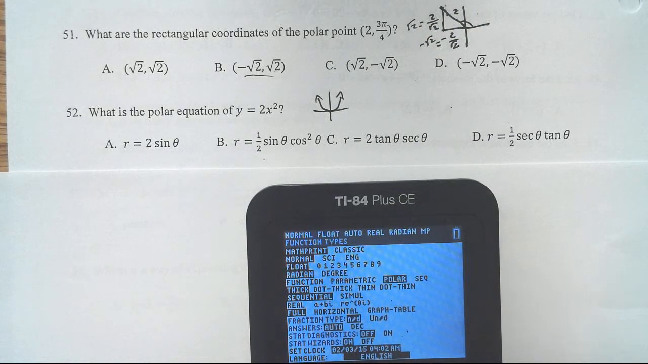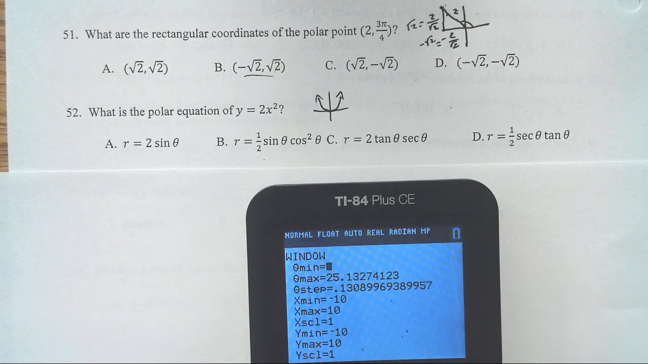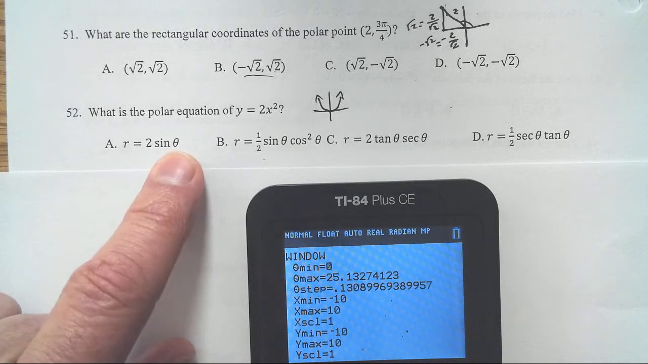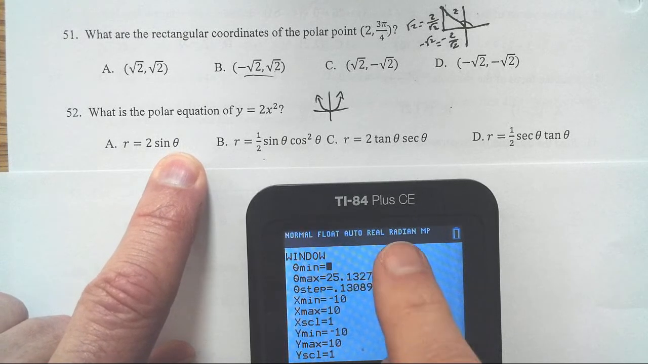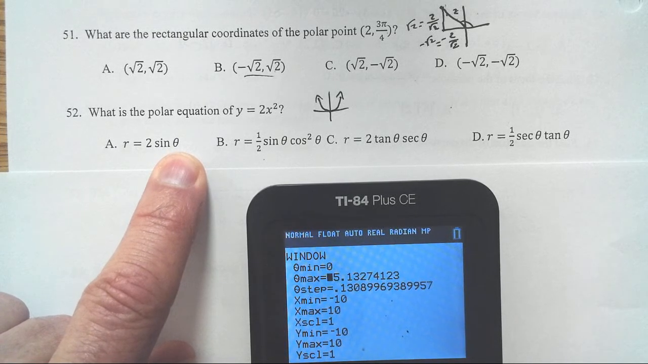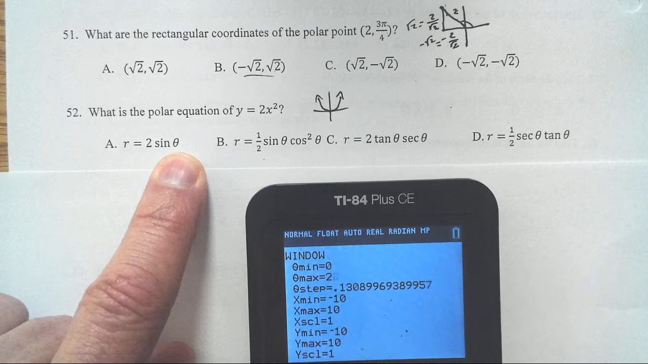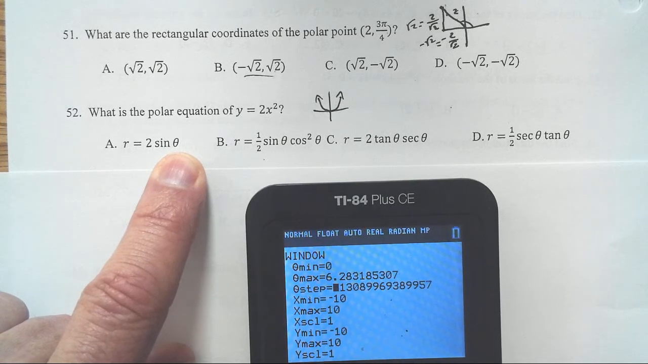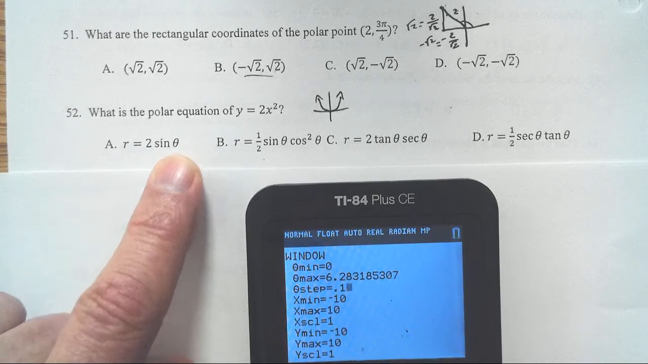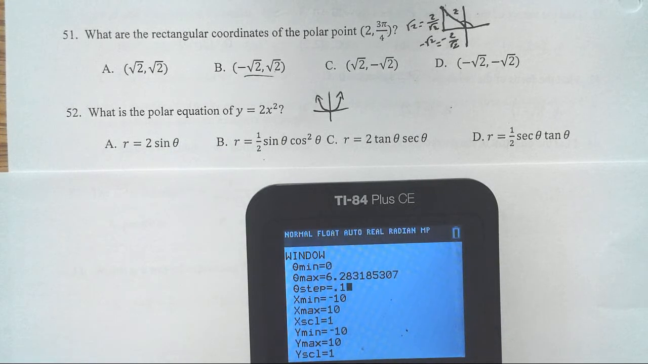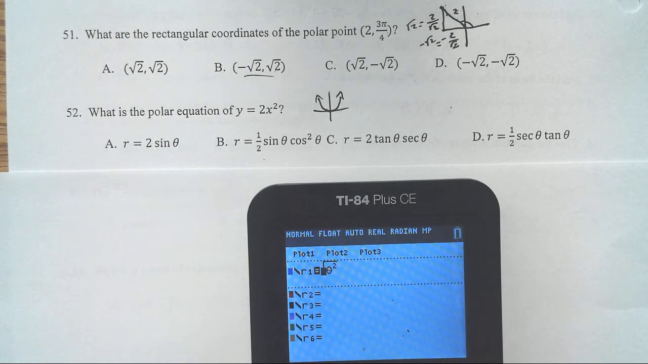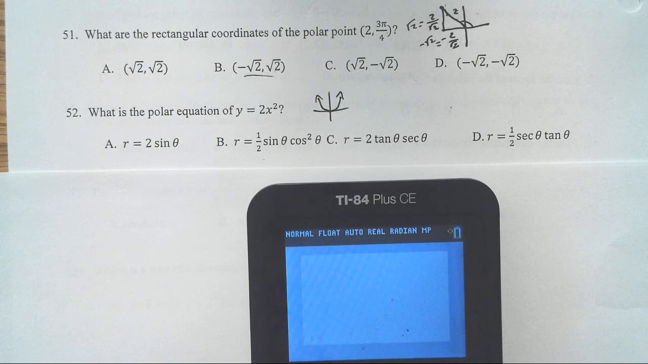I'm going to go into window. I think I just need to go 0 to, I'm in radians, 0 to 2 pi. And I don't want to take very big steps. I think 0.1 is just fine. And we'll try it with x min, x max. Let's go y equals. Let's clear this guy. And I'm going to just do 2 sine of theta and graph it.